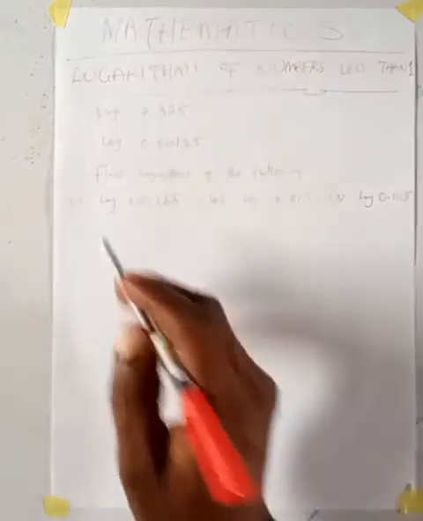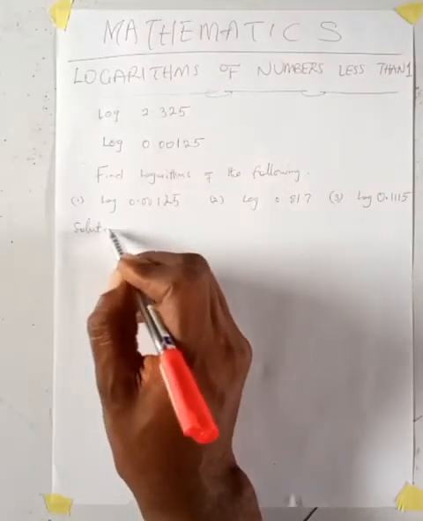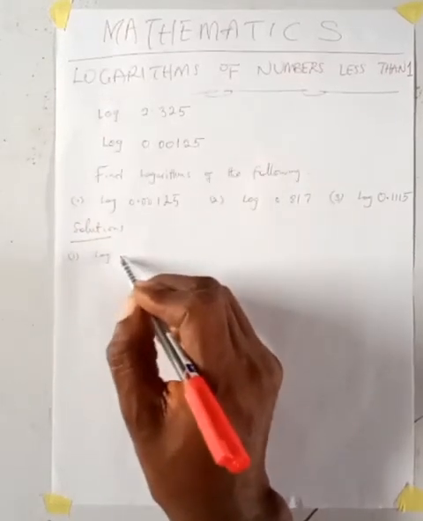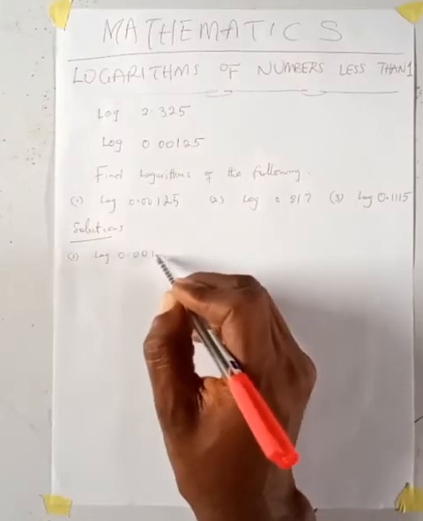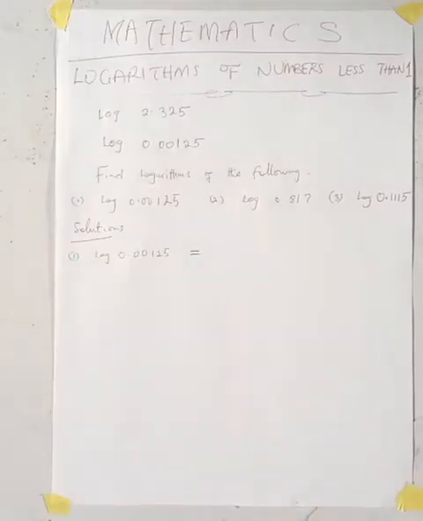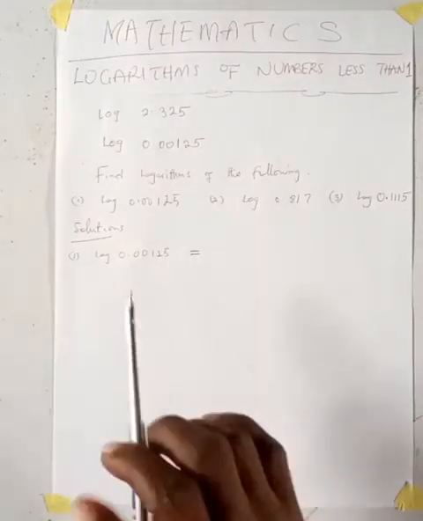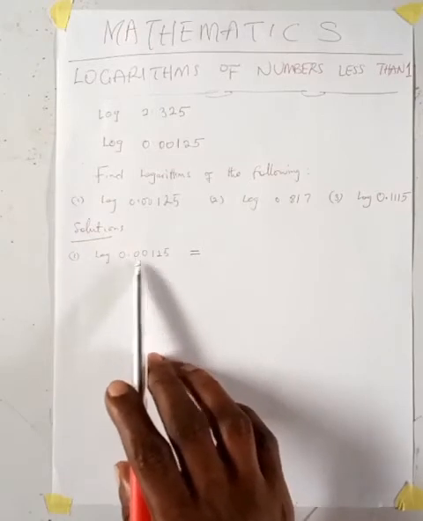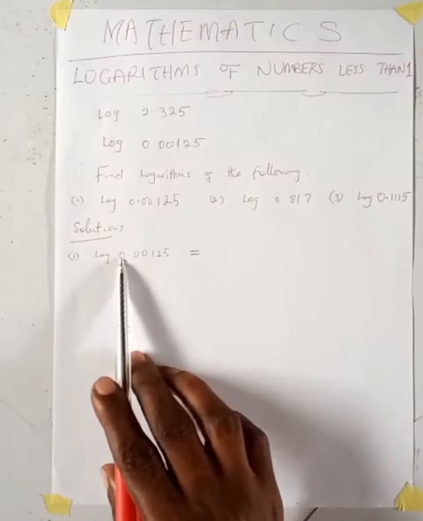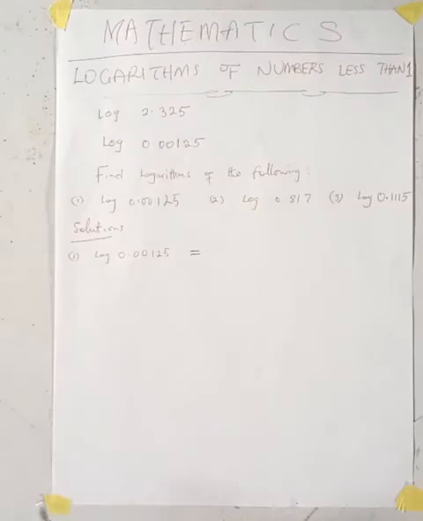So under the solution, in number 1, I have log 0.00125. Its characteristic is going to be determined this way. Now we see that the number given here is 0.00125. So we can see that the very first number we can see in this case is 0. So any situation whereby the first number given is 0 is what we term logarithm of numbers less than 1.